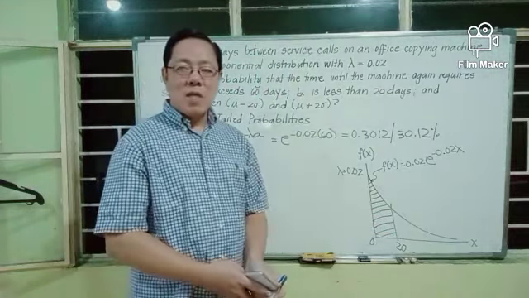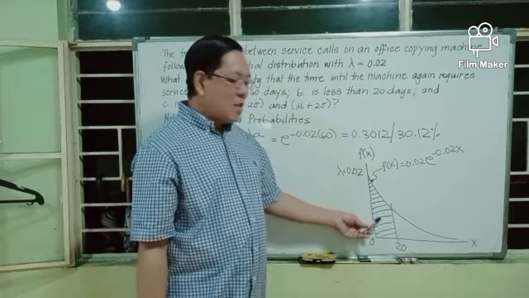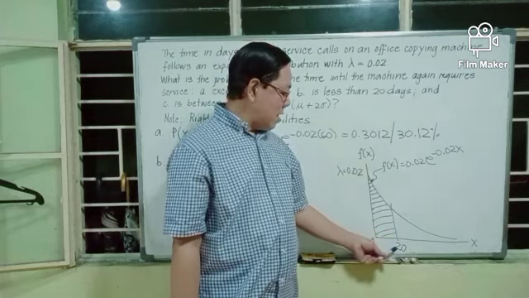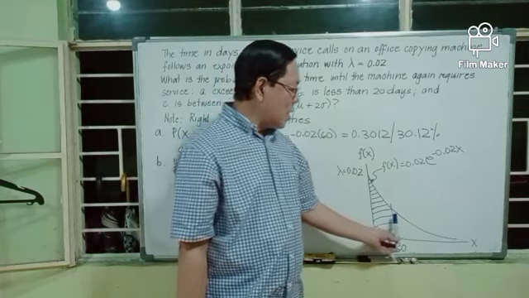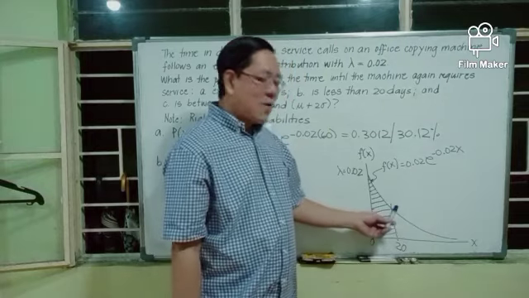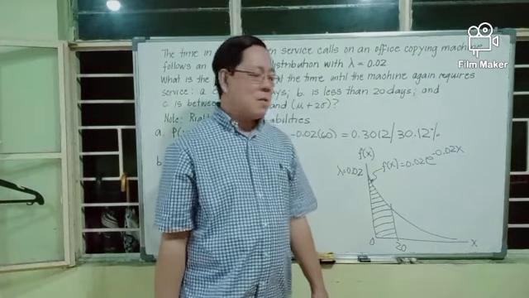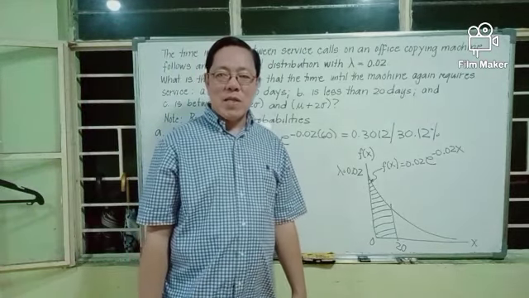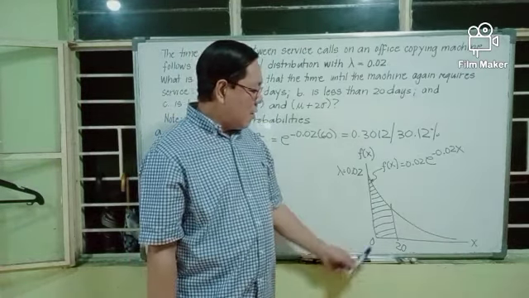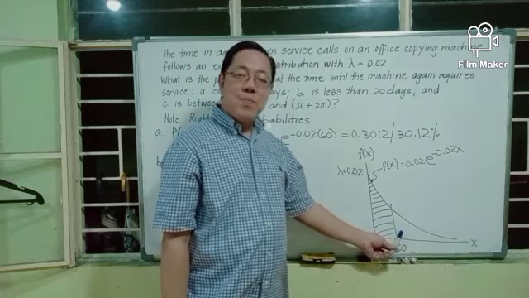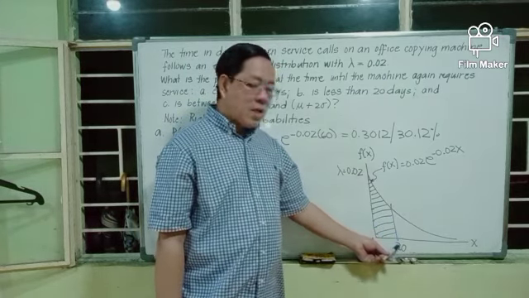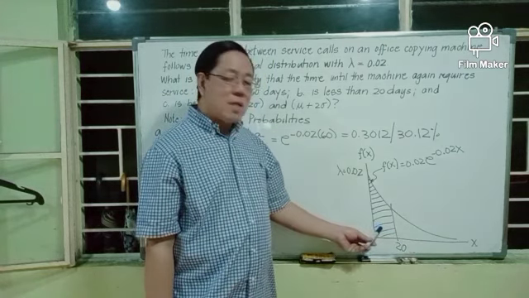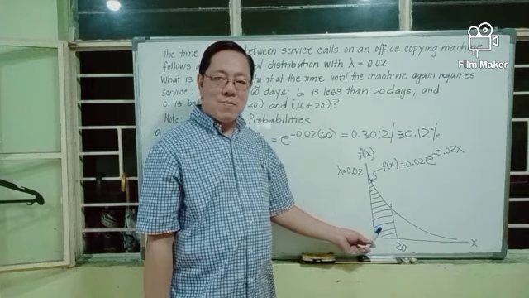Now to get the area of the shaded region, we get the probability that x is greater than or equal to 20, which is the area to the right of x equals 20. So we can apply the right tail probability for exponential random variable. And once we get this probability that x is greater than or equal to 20, we subtract it from 1. And we get the probability that x is less than 20.